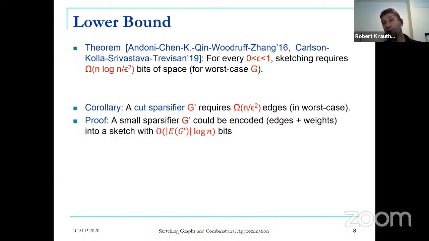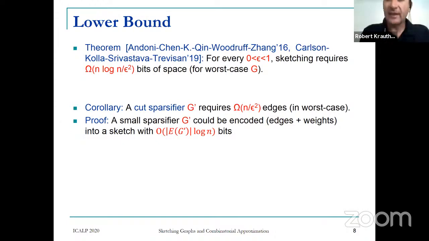In particular, this information theoretic lower bound gives you the corollary written here, that a cut sparsifier requires at least n over epsilon squared edges for a worst case graph G. Why? Because if you could always create a sparsifier with fewer edges, you could just encode it using few bits, because every edge requires only order log n bits to encode the endpoints of the edge, the weight of the edge, etc. So this immediately implies a combinatorial bound on the number of edges. But the main point here is that you start with information theory, bounding the amount of information needed to represent all the cuts in any way you want, just information.